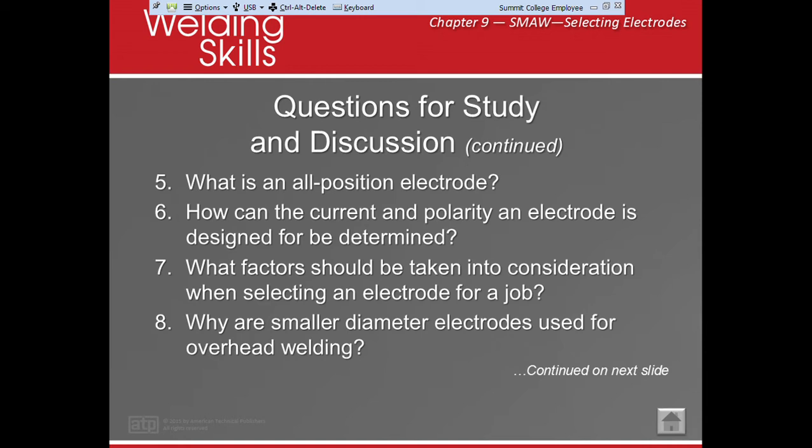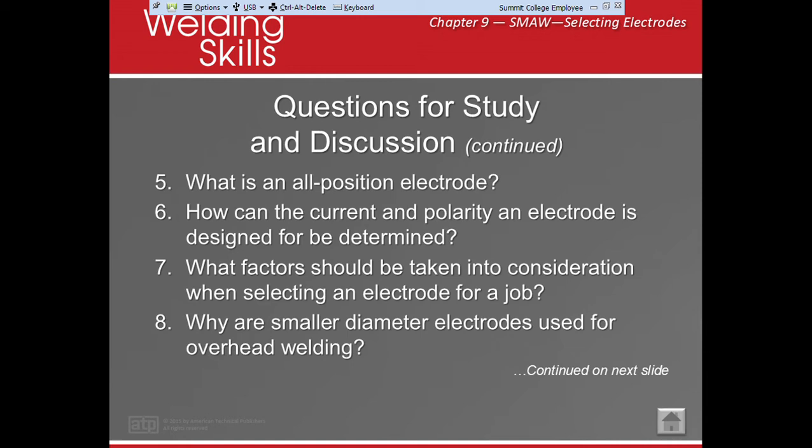What factors should we take into consideration when we select an electrode? Well, there are 7 factors. Base metal properties, electrode diameter, joint design and fit up, welding position, welding current and polarity, production efficiency or deposition rate, and end service condition.